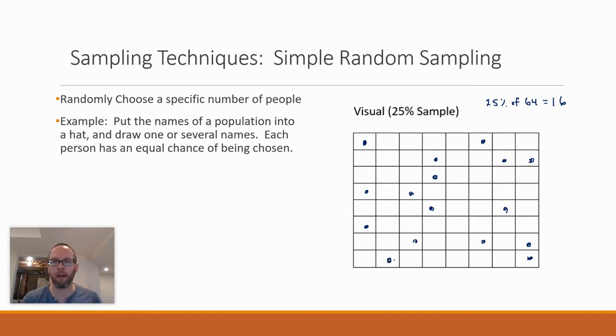But simple random sampling is just that, just simple random, just randomly select people. It's just like names being in a hat. And then the visual definitely looks like there was no pattern or organization there. It was just a random sample.